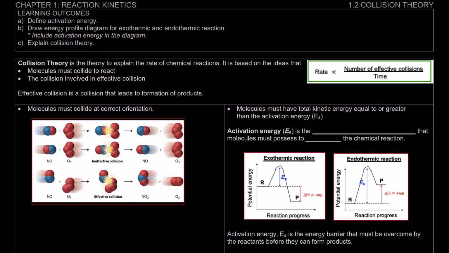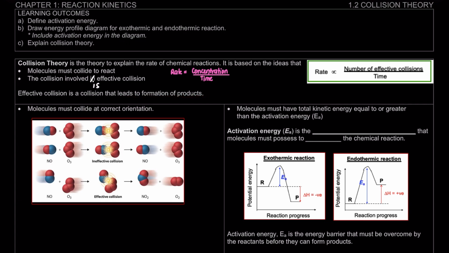Collision theory is the theory to explain the rate of chemical reaction. During 1.1, we learned the definition of rate, whereby rate is equal to change in concentration over time. The change in concentration could be in terms of reactant or in terms of product. But collision theory is based on the ideas that, first, molecules must collide to react, and second, the collision involved must be an effective collision. What is an effective collision? An effective collision is a collision that leads to the formation of product.